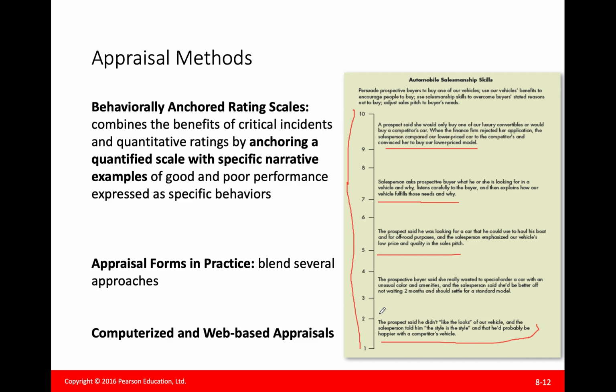So this behavior receives 1 point. Let's see about this. The salesperson asks the prospective buyer what he or she is looking for in the vehicle, listens carefully to what they say, and explains how the vehicle can fulfill their wants. So instead of saying the style is a style and you can go anywhere, this salesperson asked about the customer demand, what do they want. They try to explain how their products can fulfill those needs and demand. It's very good. So this behavior gave 7 points, and similarly they gave 10 points.